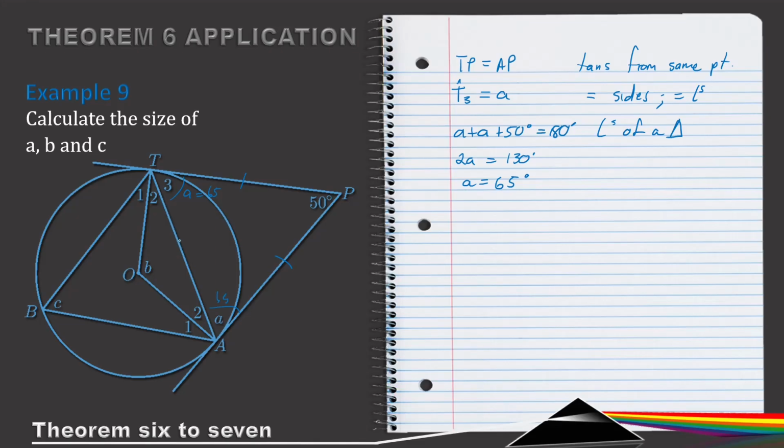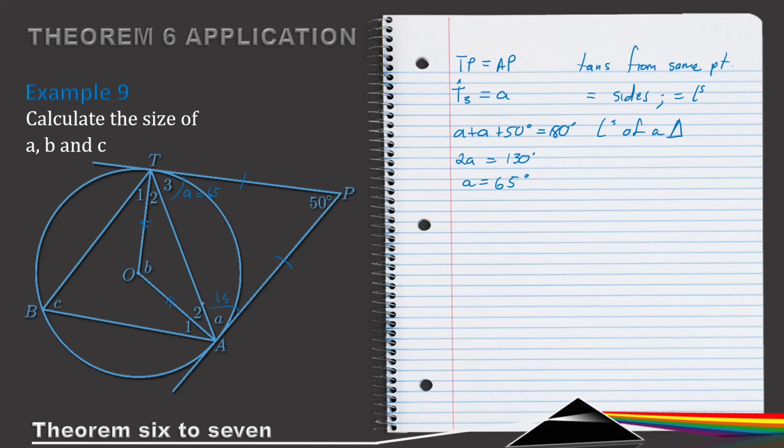Next we need to find b. Now, to find b, it would help to find T2 and A2, or just one of them, because they are equal. And why are they equal? Because OT is equal to OA, which is the radius. So this is equal to this, okay?